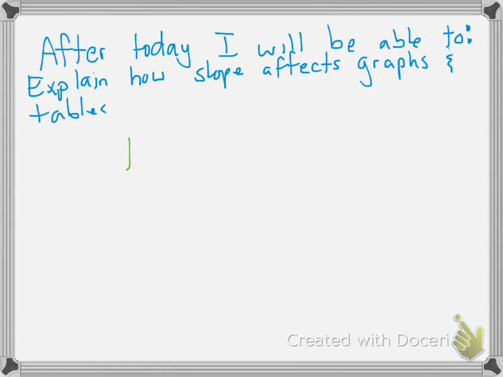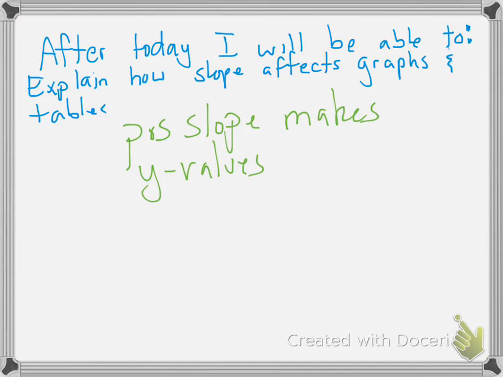A positive slope makes the y values increase. That's for positive slope. And on the other hand, a negative slope makes the y values decrease. So if you see the y values increasing, you should already know you're going to have a positive m. If you see them decrease, you should know you should have a negative m.